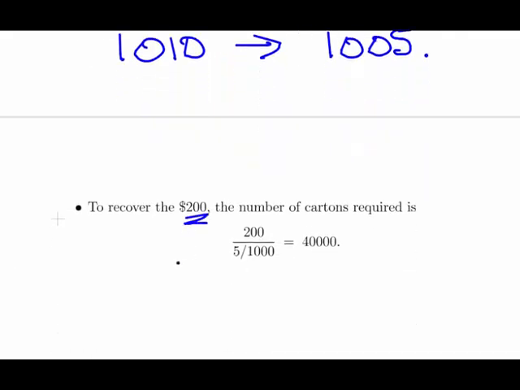So in order to recover the $200, how many do we have to sell? Well, we have to spread out how many cartons. That's our saving amount, and how many cartons of orange juice do we have to sell to save $200? Working it out, with a little bit of mental arithmetic and thinking through it, it actually means that we have to sell 40,000 cartons of juice to save the 200 quid. And that's the saving per carton. Okay, so we'll leave it there.